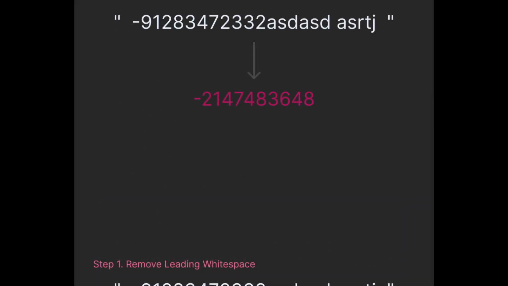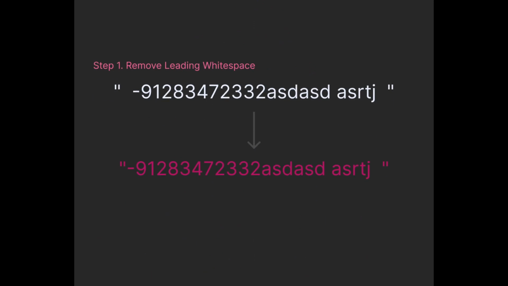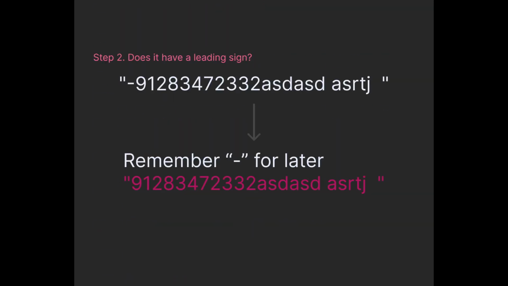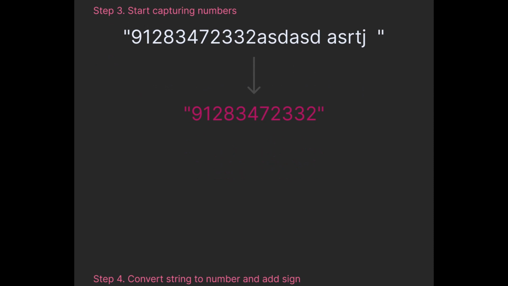Alright, I quickly want to step through all the steps with the second to last example that I just showed you. So we're going to take this string and return this number. So first we remove the leading white space, and we check if the string now starts with a leading sign. In this case it does, so we'll need to remember that our number is negative. Next, we capture all the numbers until we hit the end of the string or hit a non-number character. In this case we stopped at the letter A.